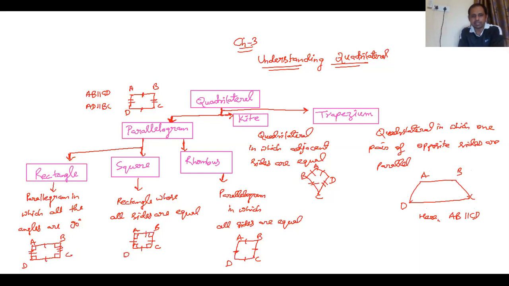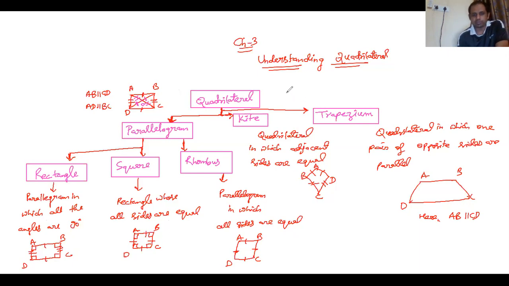Mainly, there are 6 types. Quadrilateral can be divided into mainly 3 types: parallelogram, kite, and trapezium. And parallelogram is further divided into 3 parts: rectangle, square, and rhombus. And one more thing, in a parallelogram, diagonals bisect each other. That means if we join this and this, and it intersects at point O, then DO equals OB and this equals this. And in a rectangle, the diagonals are equal. In a square, the diagonals are equal and bisect each other. And in a rhombus also, diagonals bisect each other at 90 degrees. Hope it is clear to everyone.